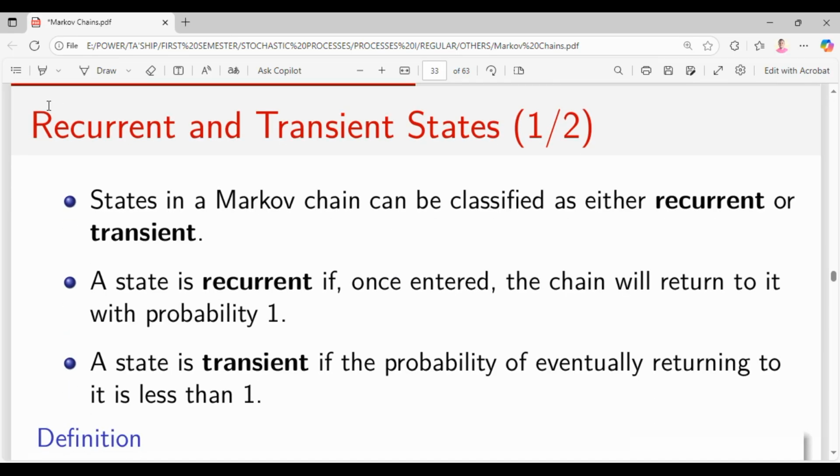Now let's look at recurrent and transient states. States in a Markov chain are classified as either transient or recurrent. A state is recurrent if, once entered, the chain will return to it with probability 1. That means a recurrent state is one that, when you exit from it, you are certain to come back to it. Otherwise, if you cannot return to it with probability 1, or with certainty, then it's a transient state.